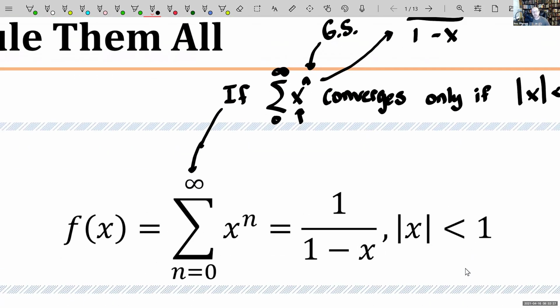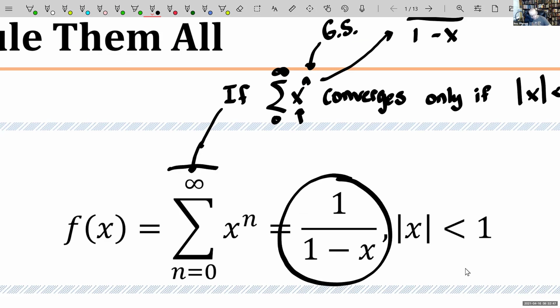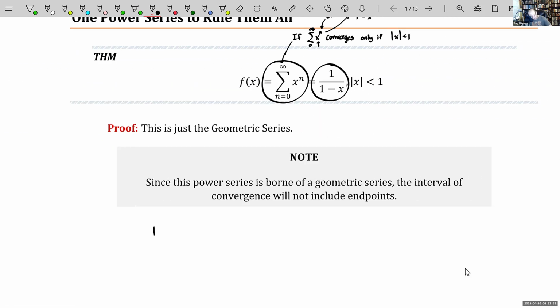The function 1 over 1 minus x has the power series representation, summation n equals 0 to infinity of x to the n. The requirement, though, is that x be less than 1 in magnitude. That's the only time that this function will equal this power series. Again, I want to make that note. So 1 over 1 minus x is equal to the summation n equals 0 to infinity of x to the nth only on -1 to 1.